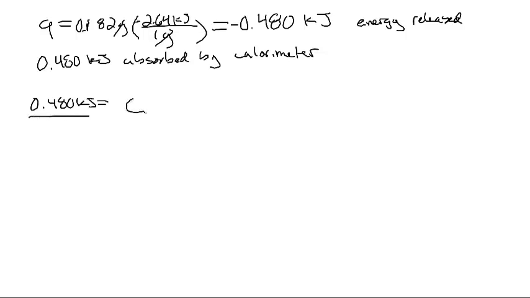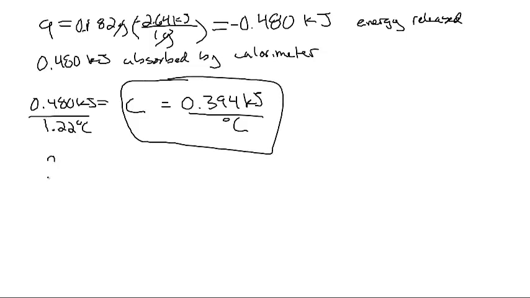So 0.480 kilojoules is equal to C times 1.22. Look at your units: joules and degrees Celsius. You can keep it in kilojoules. All right, 0.394. This is your C.